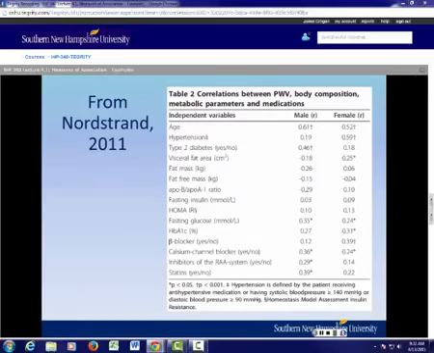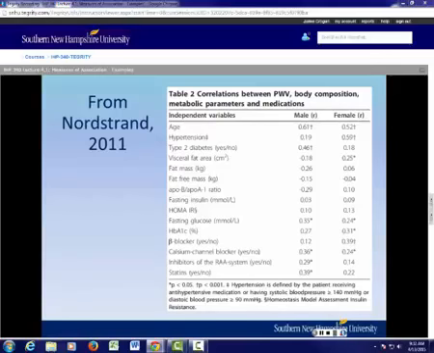and these are correlations between PWV, body composition, metabolic parameters, and medications. And so when I was first looking at this table, I thought, okay, I see the variables listed down the left, and they're giving a correlation for males and a correlation for females. You know they're correlations because, well, one, they say it in the title, and the other, in parentheses next to male and female, it says R. That's the symbol for correlation. So I know these are correlations.